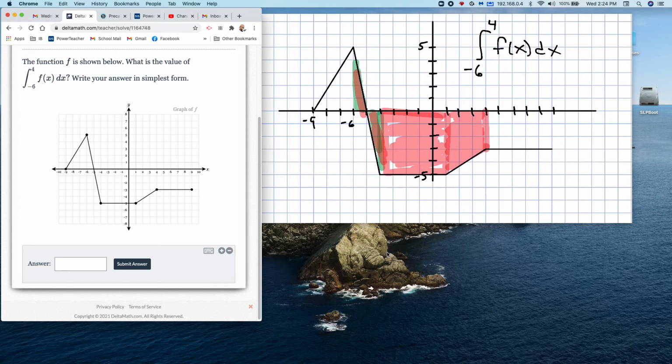We could break this into sections if you wanted to. We know that this section is 1/2 times 1 times 5. This section is -1/2 times 1 times 5. Now it's negative because it's below the x-axis. This next section right here is negative also because it's below the x-axis, and it's 1, 2, 3, 4, 5 times 5.